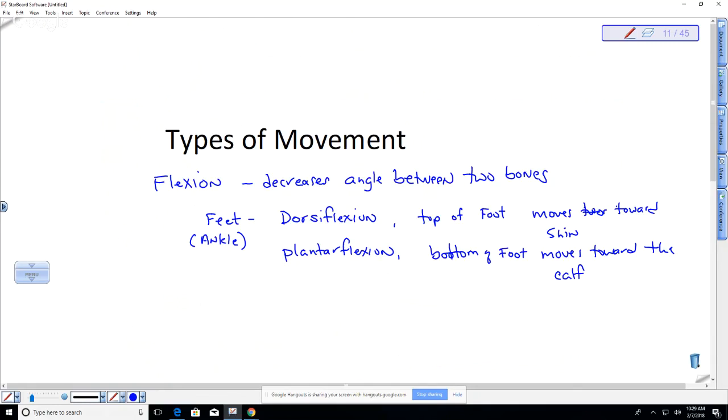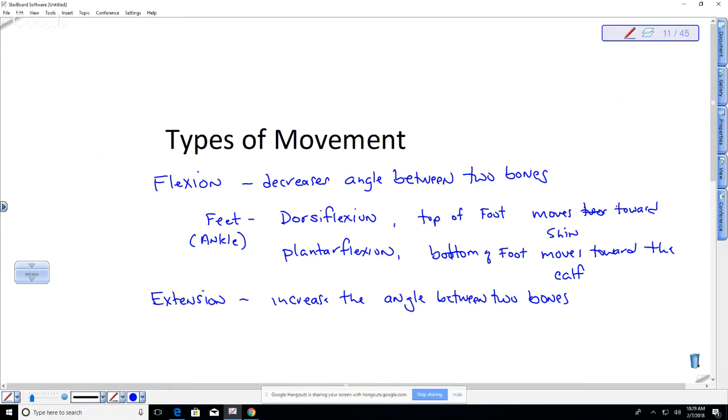Okay. So we also have extension. And this is where we increase the angle between two bones. So if my head is slightly bent like this, when I lift it up and I lift my chin up, that would be extension. So I'm lifting my chin up, increasing the angle between my jaw and my sternum.